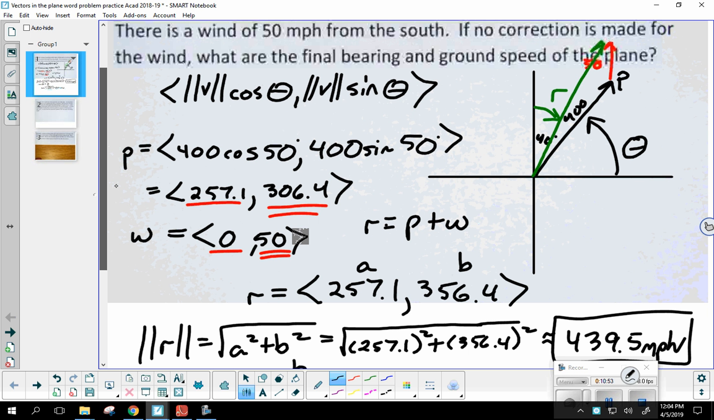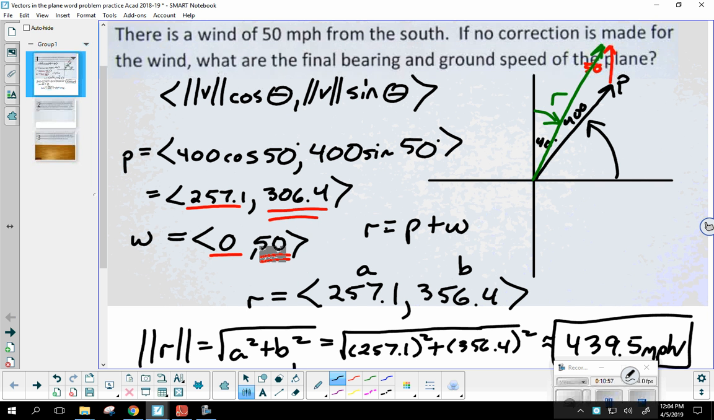This theta we just found, that was 54.2, right? You always want to make sure that the answer you give with respect to the degrees is the same form that we were given in the problem. So what would 54.2 degrees be as a true bearing? How would I find that?